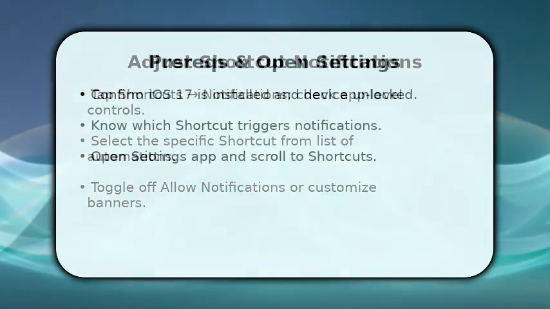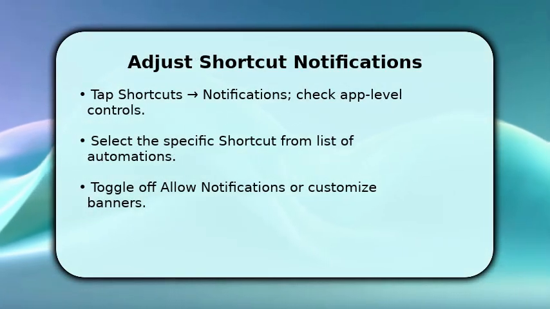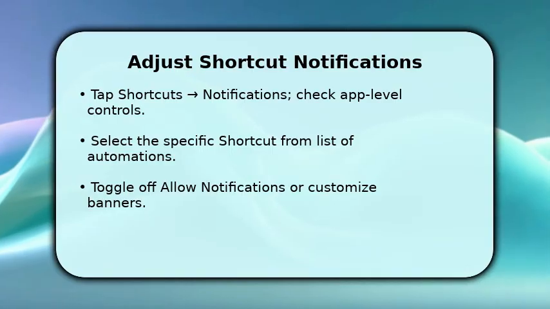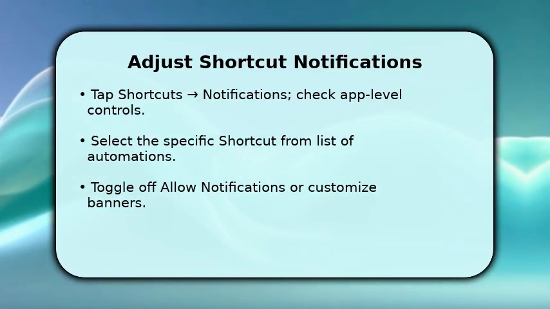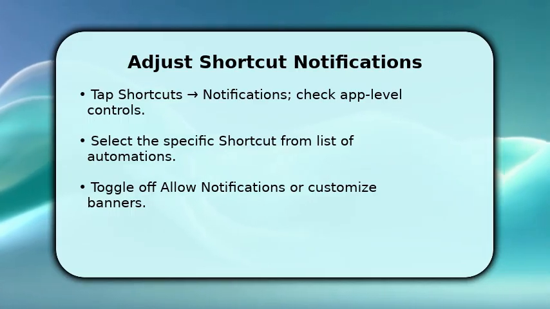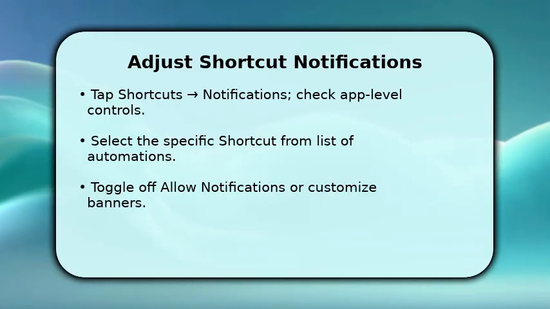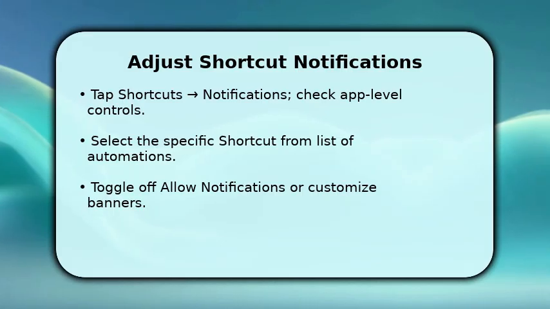Now you navigate into Shortcuts notifications and choose the specific automation or personal shortcut. This pinpoints the source. You'll see an Allow Notifications toggle. Turn it off to suppress all alert banners, sounds, and badges from that shortcut. Alternatively, you can keep Allow Notifications on and disable banners or sounds to reduce intrusiveness. Choose what fits your workflow.